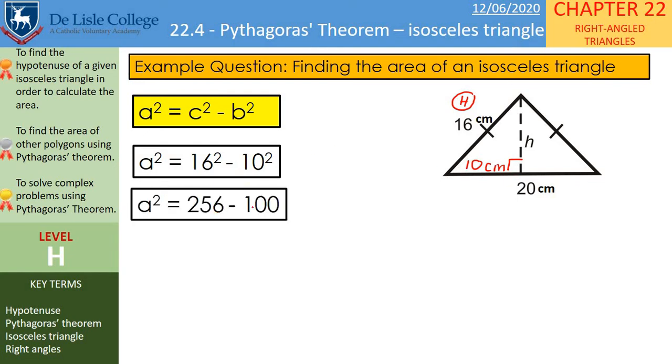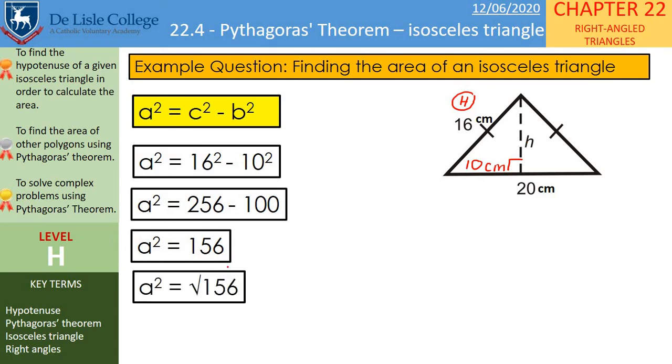So we do 256 subtract 100, which is 156. That's actually our height squared, our a squared, so we need to square root it. And we get 12.4899999 and so on. Okay, again, just go back to this point. If we want to do it as shorthand, we can just do the 16 squared subtract the 10 squared, and it gets us straight to there.